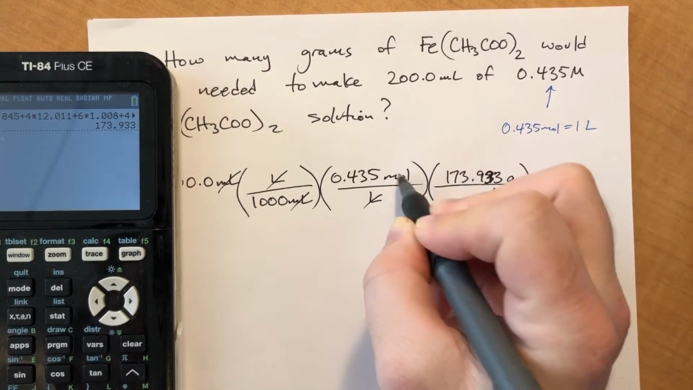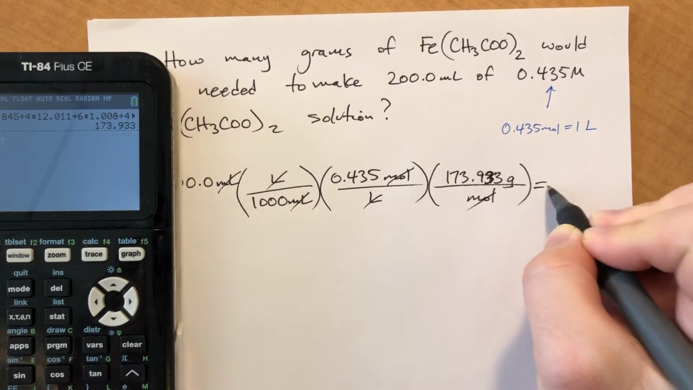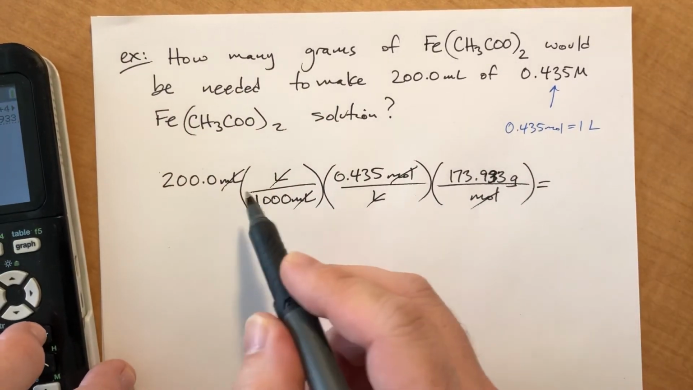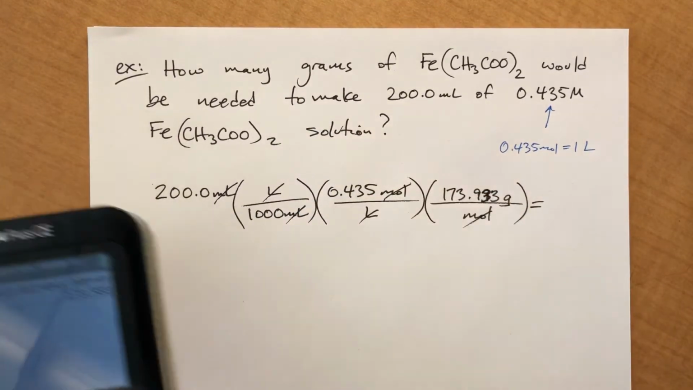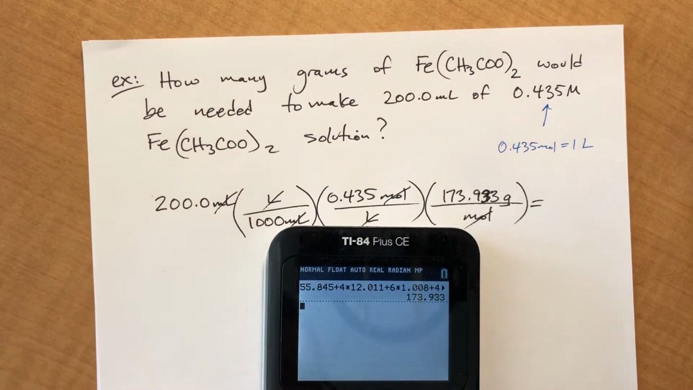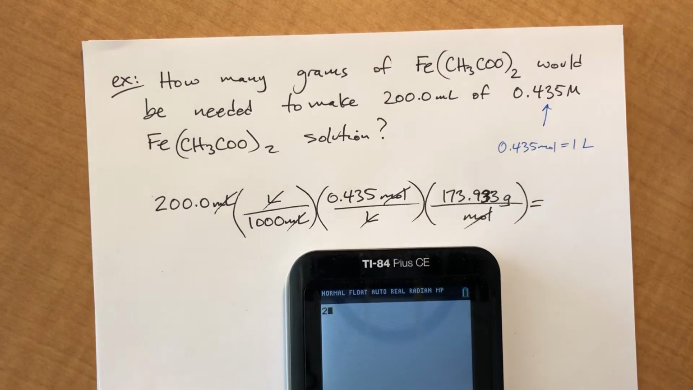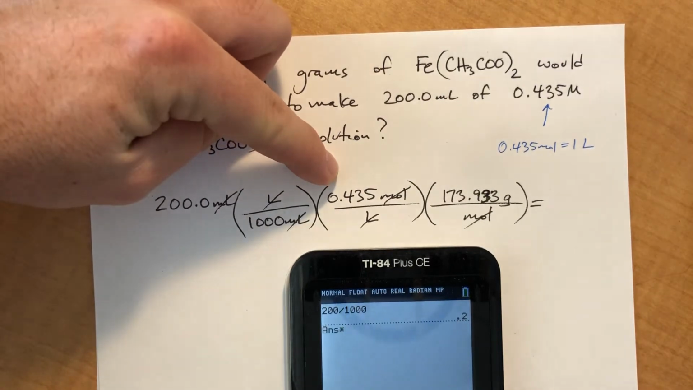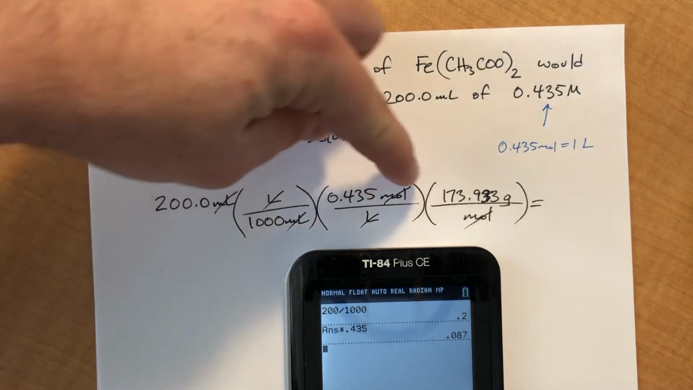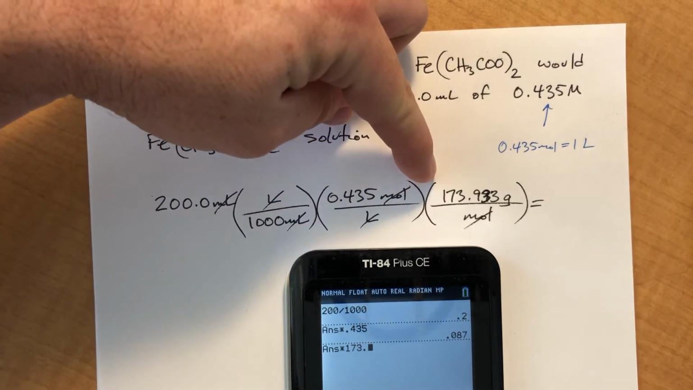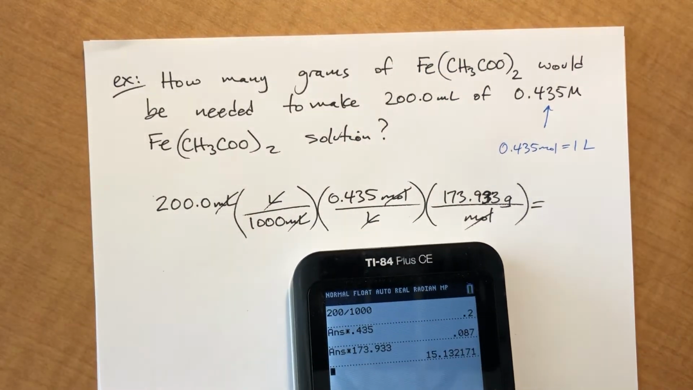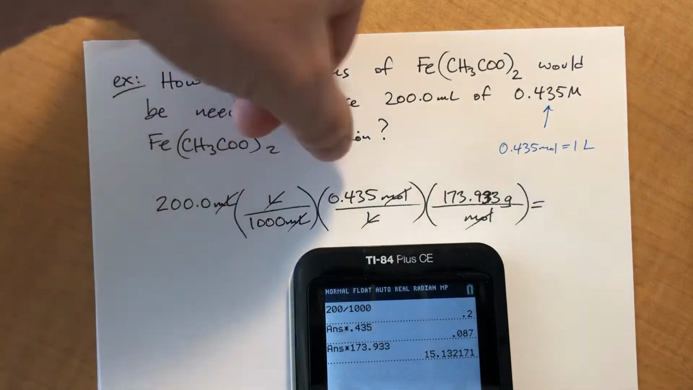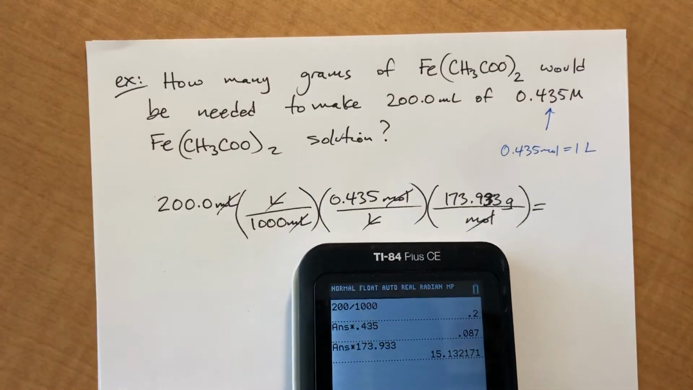grams per mole. We need moles to cancel out, so the moles will go on the bottom. Everything will cancel out, just like any other unit conversion, and we end up with grams at the end, which is the units we were looking for. Okay, so I'm going to very carefully type all this in. So 200 divided by 1,000, hit equals, times 0.435, hit equals, times 173.933, hit equals. And the answer is 15.1. I guess this has 3 sig figs, so 15.1 grams.